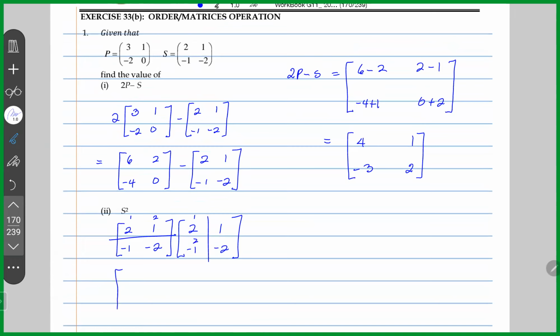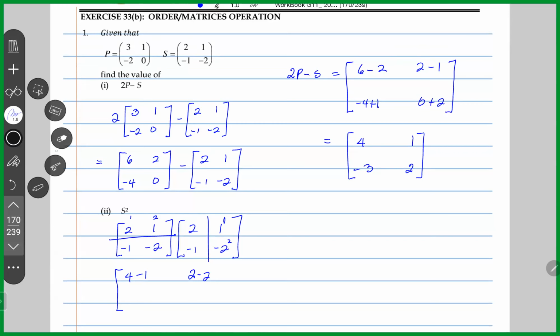Now, how do we multiply a row by a column? We multiply the first element in the row by the first element in the column. So it's 2 times 2, which is 4, and 1 times minus 1, which is minus 1. Now, the same row, top row, but this time the right column. 2 times 1 is 2. And 1 times minus 2 is minus 2.